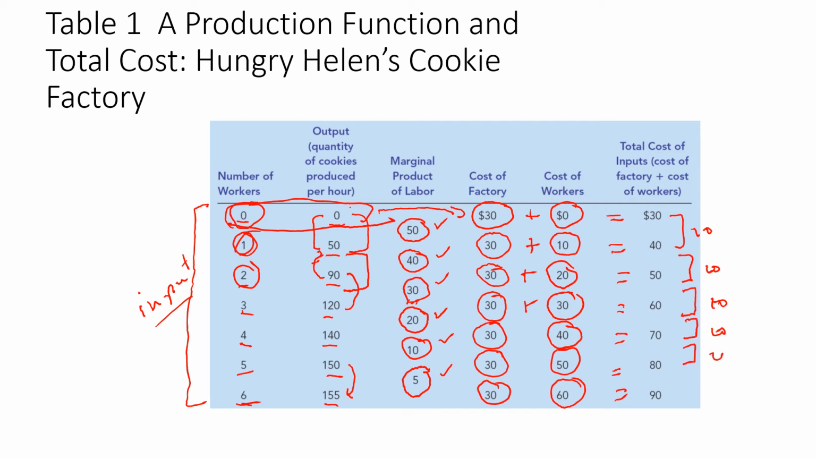Cost has been increasing by 10 in all cases, whereas the output is not increasing by 10, it is increasing by 50, then by 40, then by 30, then by 20, then by 10, and then by 5. Output is declining and the cost is constant, so if you see the cost per output, that is going to increase. For a single quantity, this cost is going to increase, but let us discuss that in the subsequent slides.